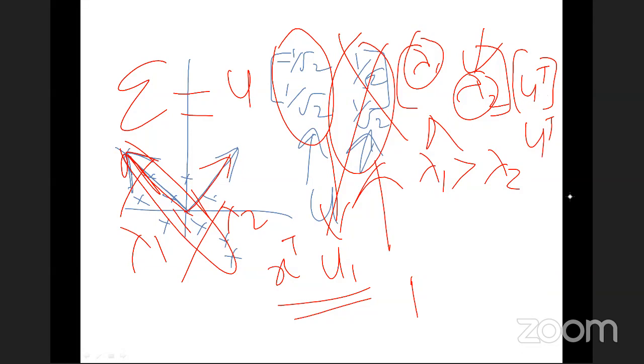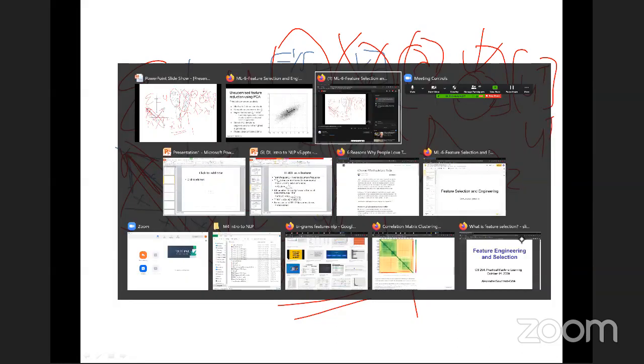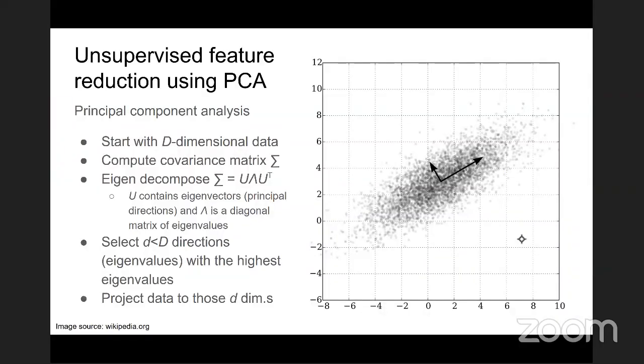Let's look at the chat. Can you explain PCA from the start? Yes. Yash, what's your question? Sir, could you once more tell about the SVD theorem that you just said?